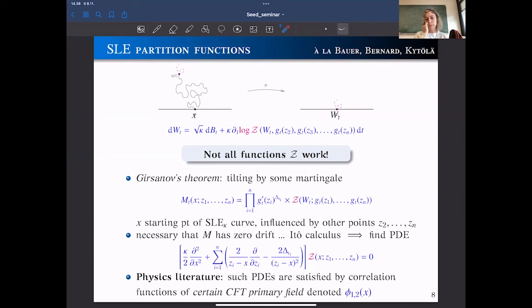So this is a formula that we saw before. So here I have my marked points. I call them X and then some Zs. I think they should be Z1, 2, and so on. So X is kind of where I start exploring, and then the other points are somewhere. And okay, I think I will not go to the details of why the martingale looks like that. But you see that there will be an unknown function of this type and derivatives of the conformal map.